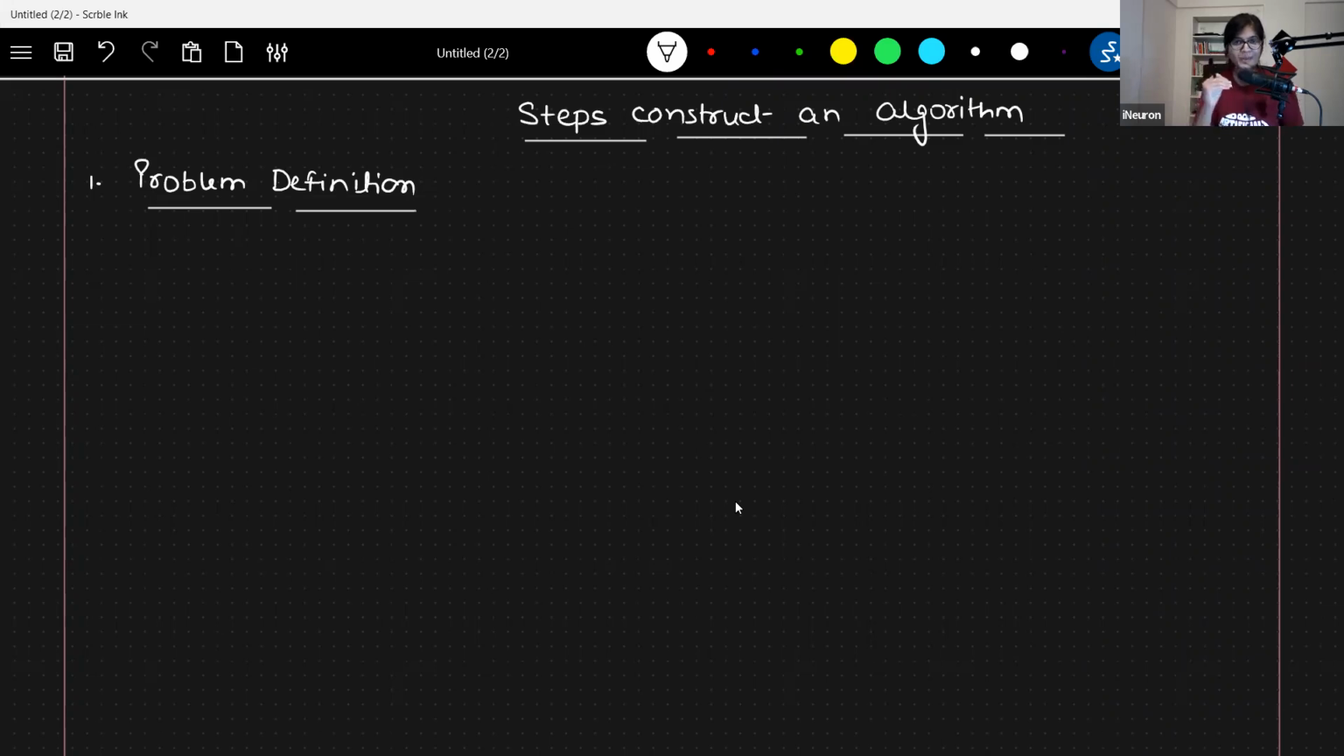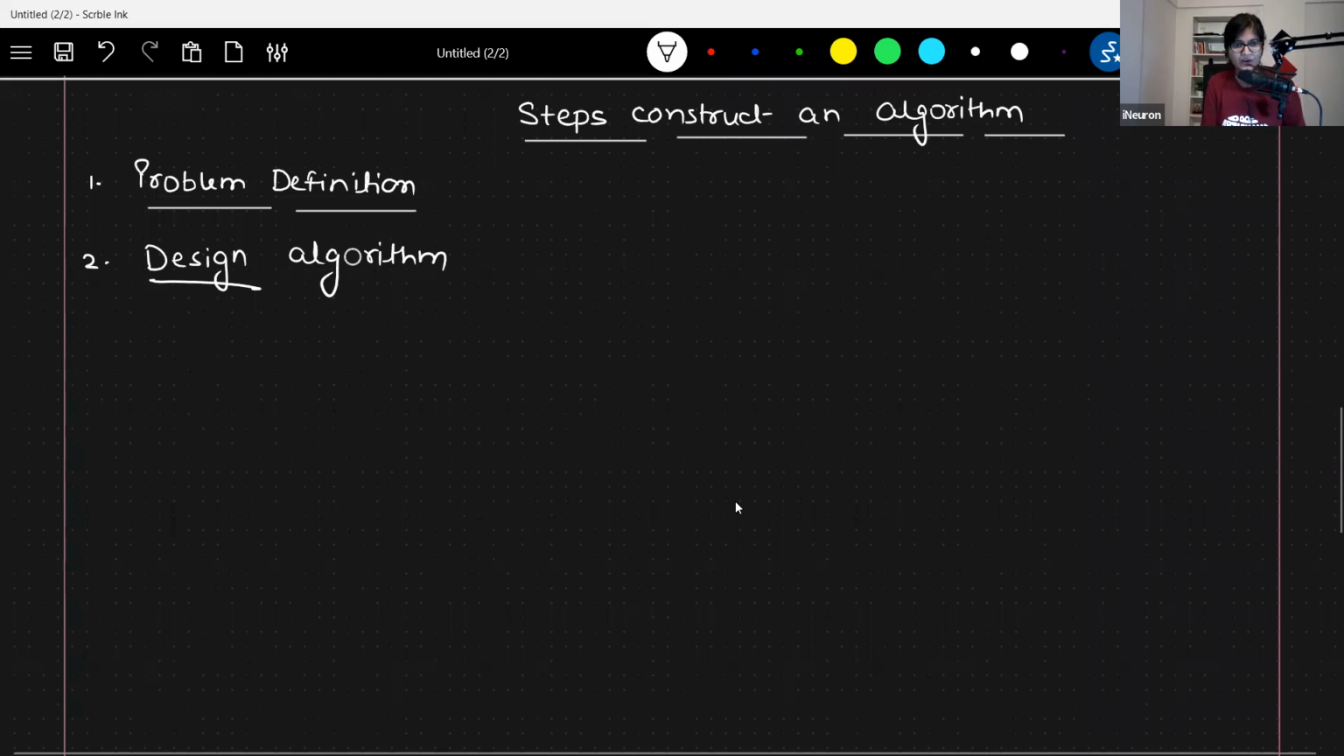Now, once you are able to understand the problem, the second step is, now you know what things are given to you and what the expectations from you are. According to that, you need to design the algorithm. Now, there are so many ways to design an algorithm. What are those? There are so many ways to design any algorithm.